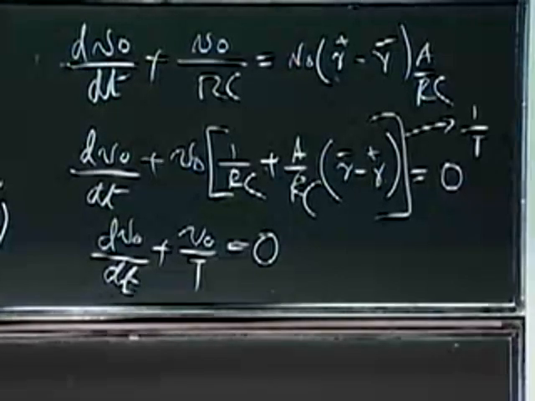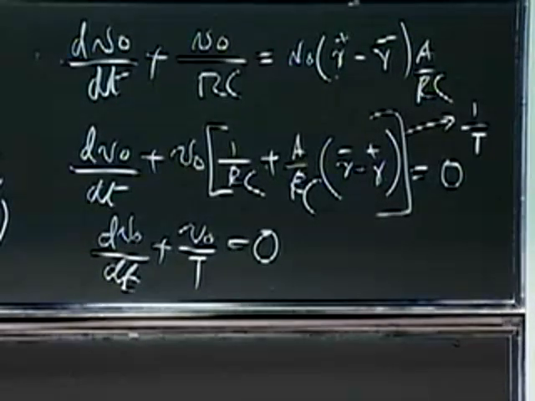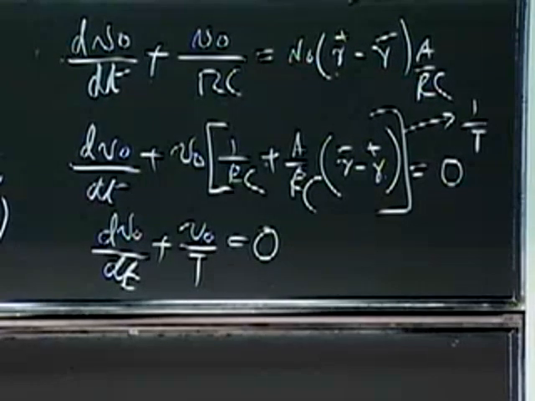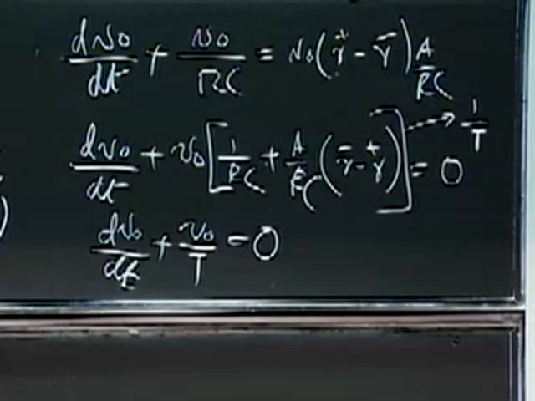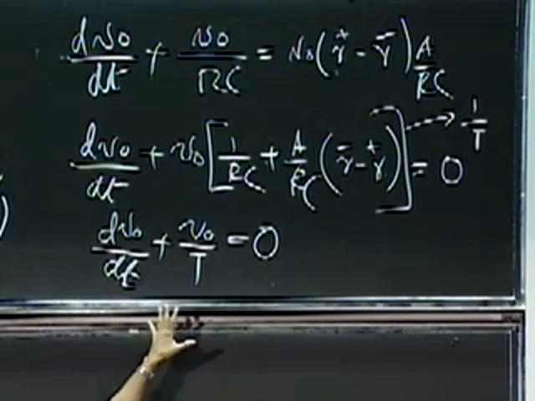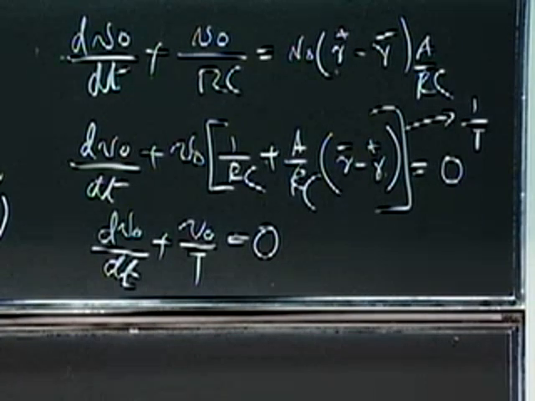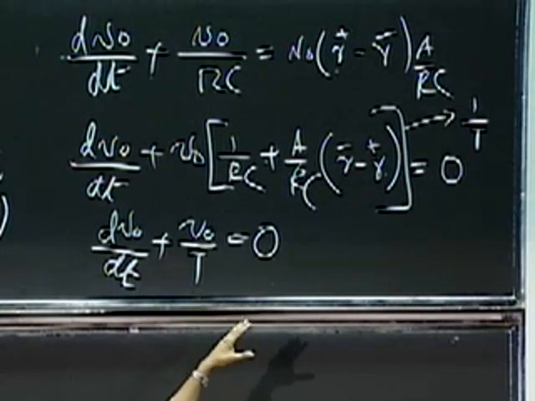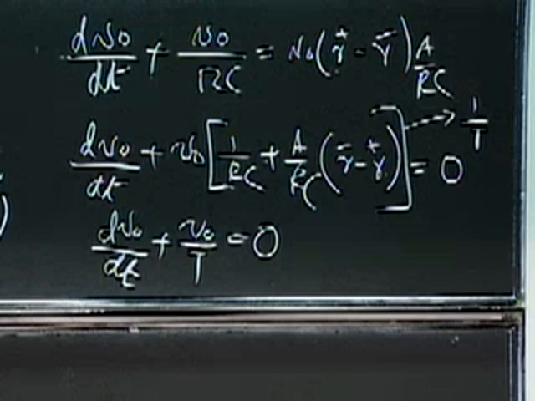I went through a bunch of gyrations to substitute for V plus, V minus, and V star. But at the end of the day, I got the simple expression dV naught by dt plus V naught by capital T equals 0, where capital T is the time constant of the circuit. The time constant relates to the expression 1 by RC plus A divided by RC times gamma minus gamma plus. The gamma minus and gamma plus are the respective portions of the output fed back to the negative input and the positive input.